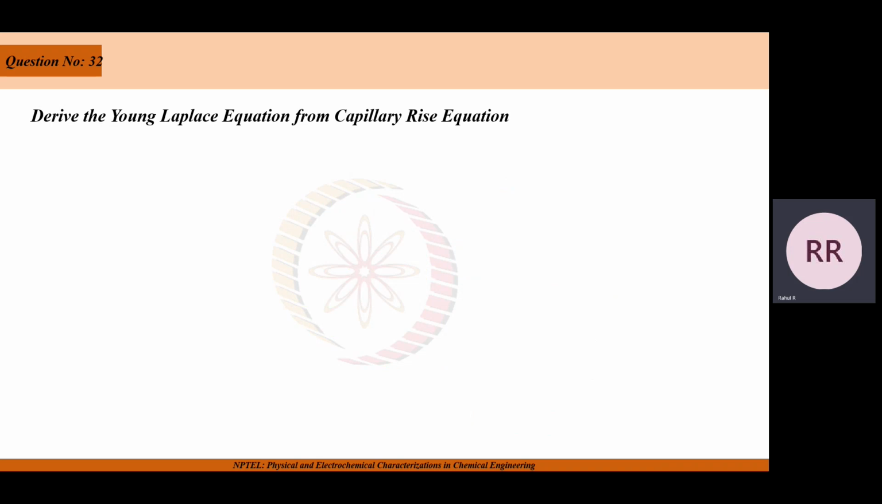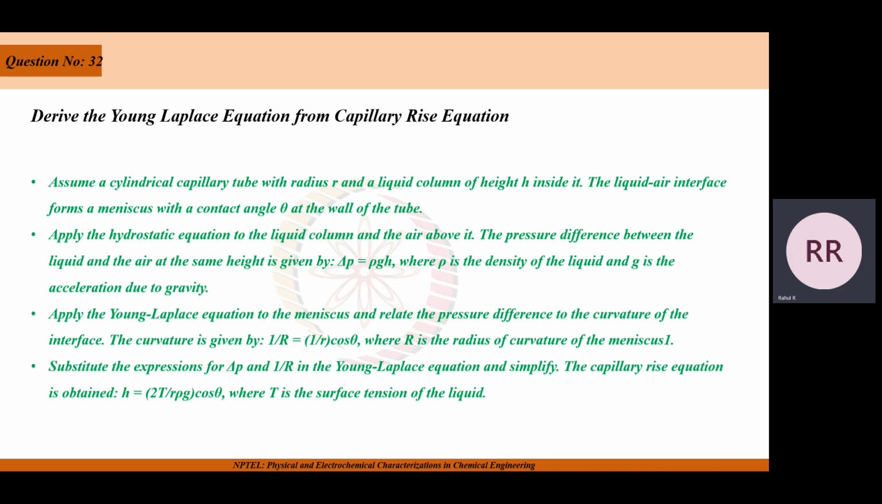Derive the Laplace equation from the capillary rise equation. These are the steps. Assume a cylindrical capillary tube with radius R and a liquid column of height h inside it. The liquid-air interface forms a meniscus with contact angle theta at the wall of the tube. Now, by applying the hydrostatic equation to the liquid column, the pressure difference between the liquid and the air at the same height is given by delta P equals rho g h, where rho is the density of the liquid and g is the acceleration due to gravity.